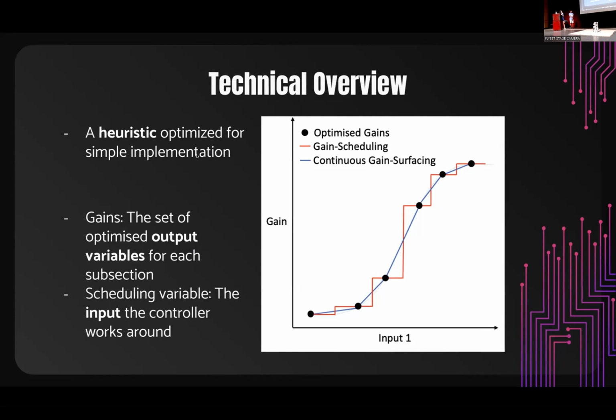There are only two terms you need to know for game scheduling. They're fairly self-explanatory. I'm going to start from the bottom and work my way up. First, we have your scheduling variable, which is the input that the controller works around. You can have 1, 2, 3, as many scheduling variables as you need, but just know that the more scheduling variables you do have, the more tuning you'll have to do. It increases exponentially. Next, you have your gains, which is your output variables. And in our case, for this demo, it's just going to be our PID values.